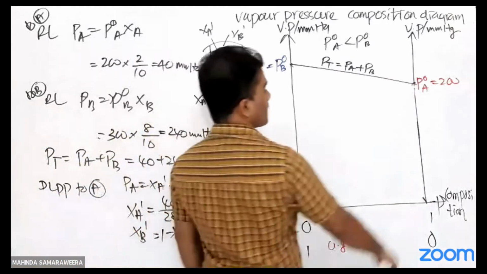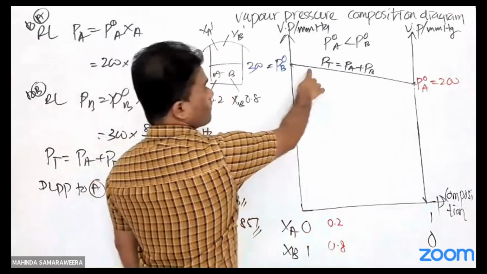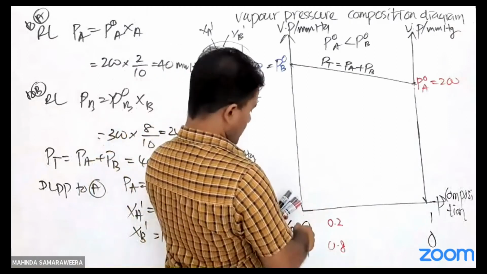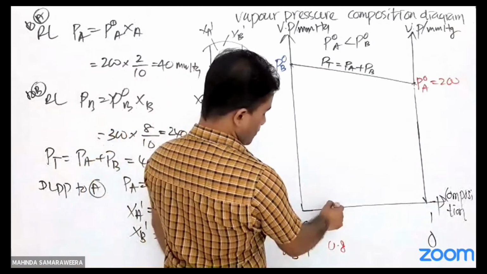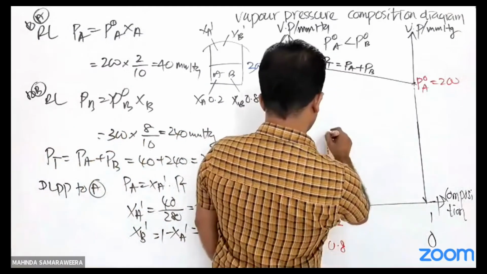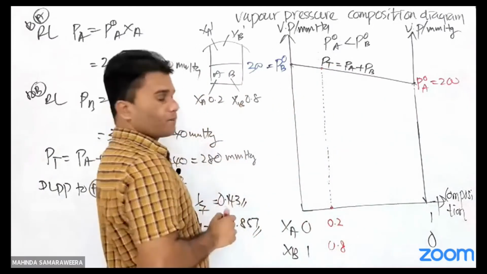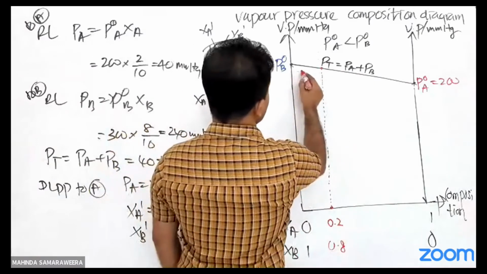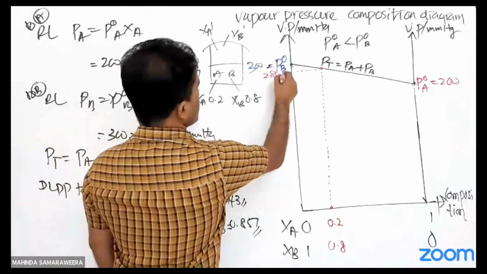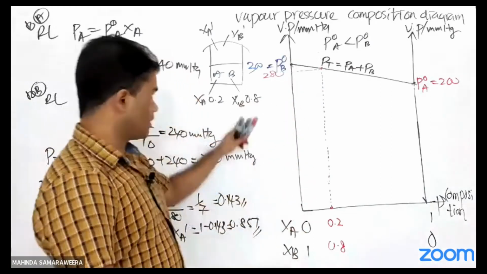So where is 280? It's above 200, but below 300. So 280 is somewhere here, close to 300. I can get the total vapor pressure for this liquid mixture at this point. I move up to this line. This pressure will be the total vapor pressure, that is 280 mercury millimeter. That's the total vapor pressure of this liquid mixture.